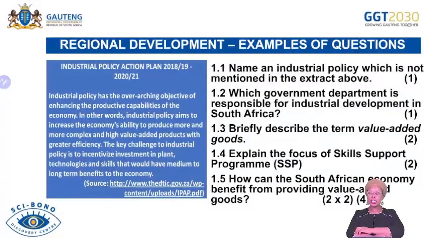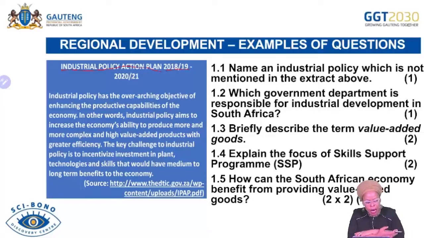We have data response questions. I want to read first for you the data response. Industrial Policy Action Plan, IPAP. It's one of the policies that we have in South Africa. This one was for 2018-19 to 2020-21. It reads as follows.